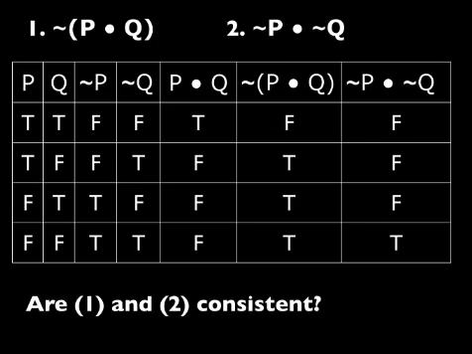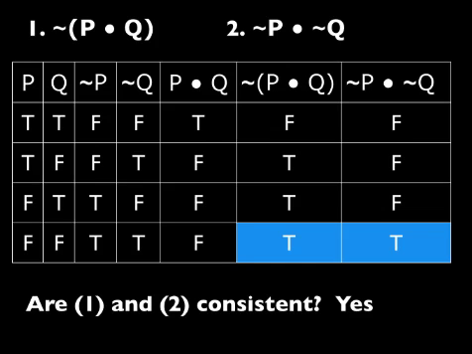Are they consistent? Well, now we're just going to look for any row where they're both true. And if you look down, you can see that sure enough, in row 4, they're both true at the same time. So yes, they are consistent. It only takes one row.